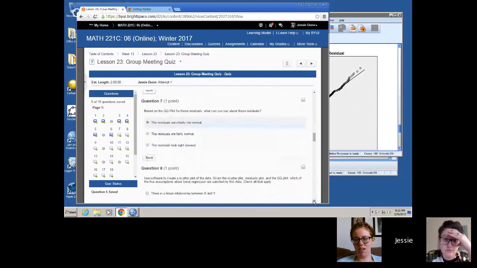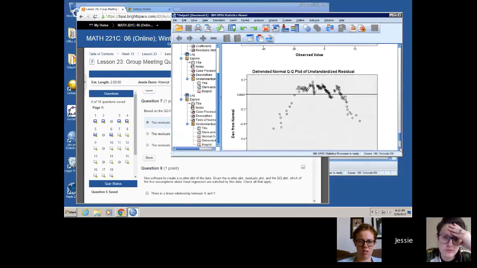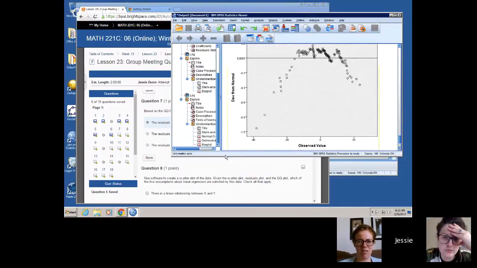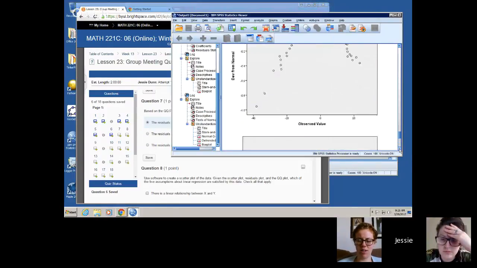They're between based on the QQ plot. I think we looked at the normal QQ plot. I don't know, man. This is tripping me up. Really not normal. The residuals are fairly normal. The residuals look right skewed. I think they're fairly normal. Not normal means they're all over the place. Yeah, they're pretty close to the QQ line. So what you say, the residuals are fairly normal? For question 7.